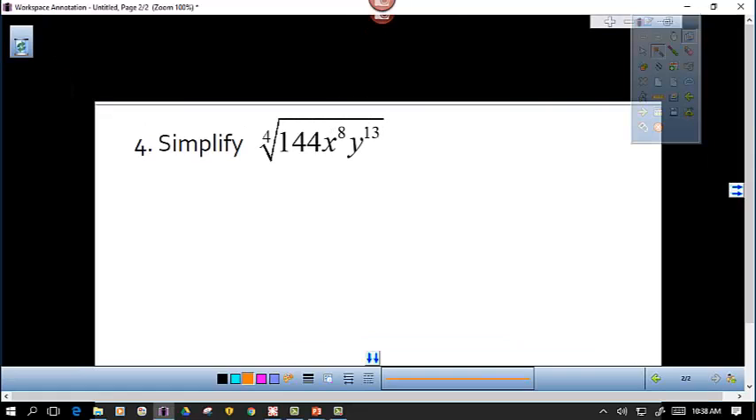Okay, so this is an even root. So what you're going to do, you have a 4, so that means you're going to try and break it down into pairs or groups of 4. So what I know is I have 12 and 12 multiplied to give you 144. I have 3 and 4. I have 2 and 2. I have 3 and 4. I have 2 and 2.